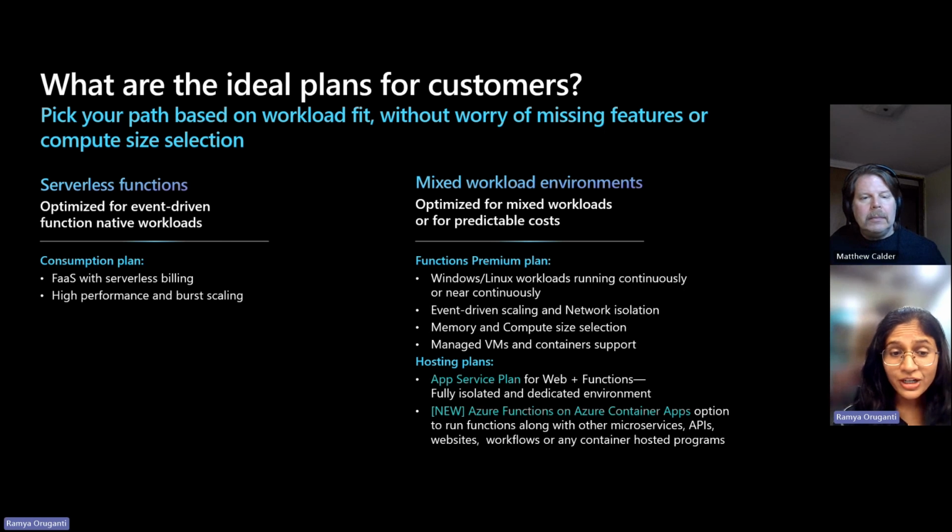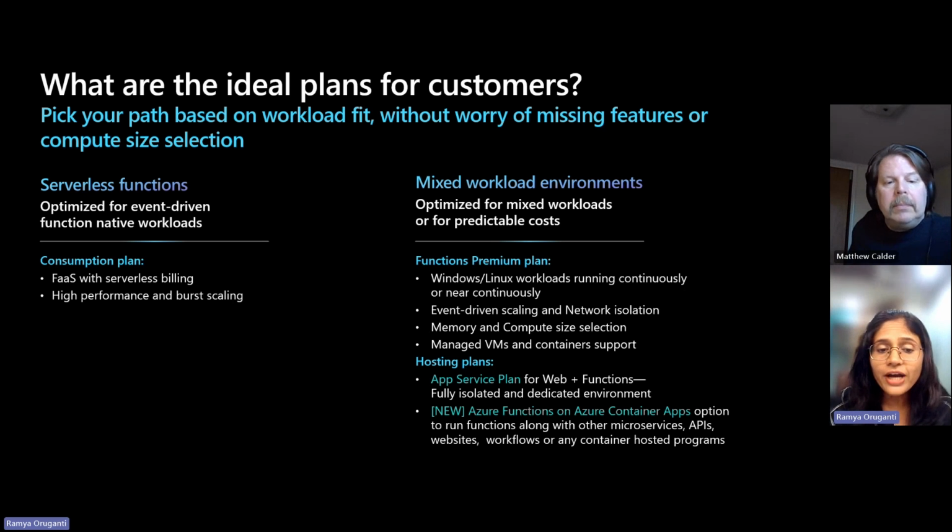And then functions premium plan. All your serverless scale to zero native function apps can go to consumption, and functions premium is ideal for workloads running continuously. If you can't afford to have cold start whatsoever, and you want these functions to continuously run, premium plan is suitable, and this plan offers event-based scaling as well as network isolation. Apart from this, app service environments are a fully isolated, dedicated environment, suitable for workloads that need large queues or need to co-locate web apps and function apps together in an app service environment.